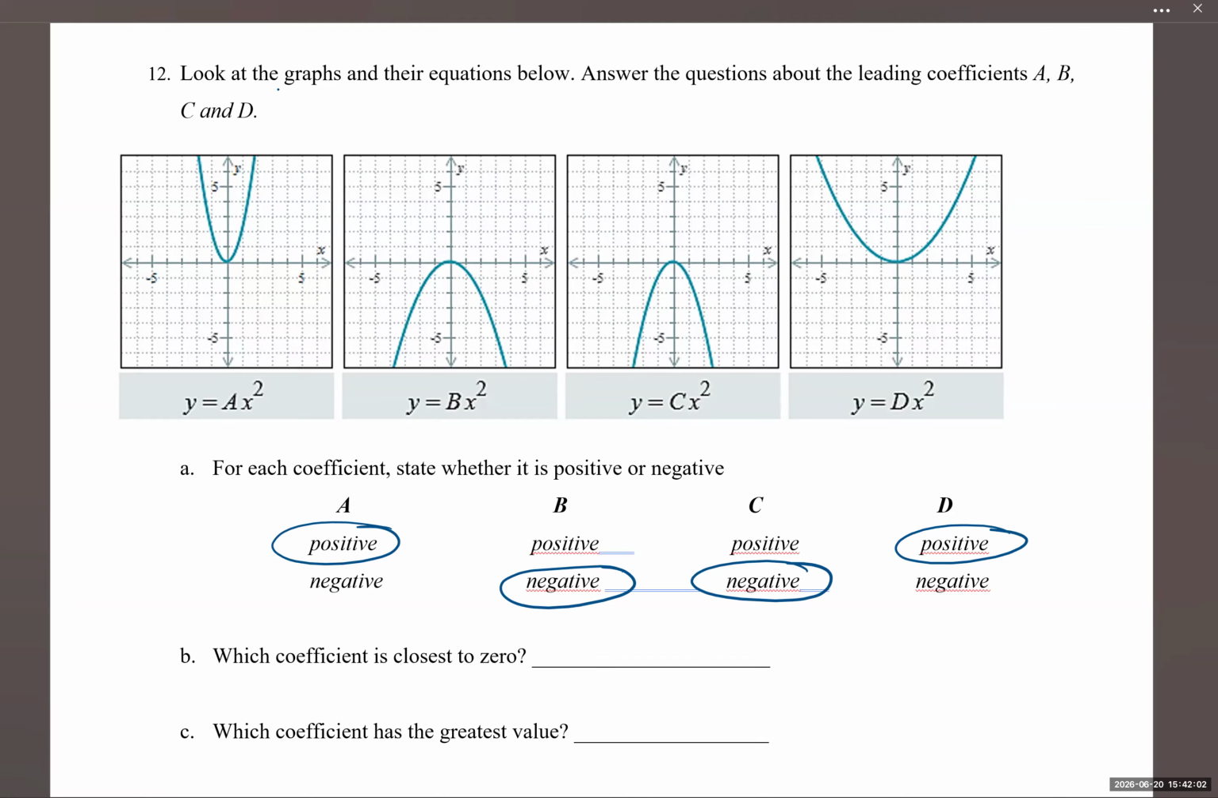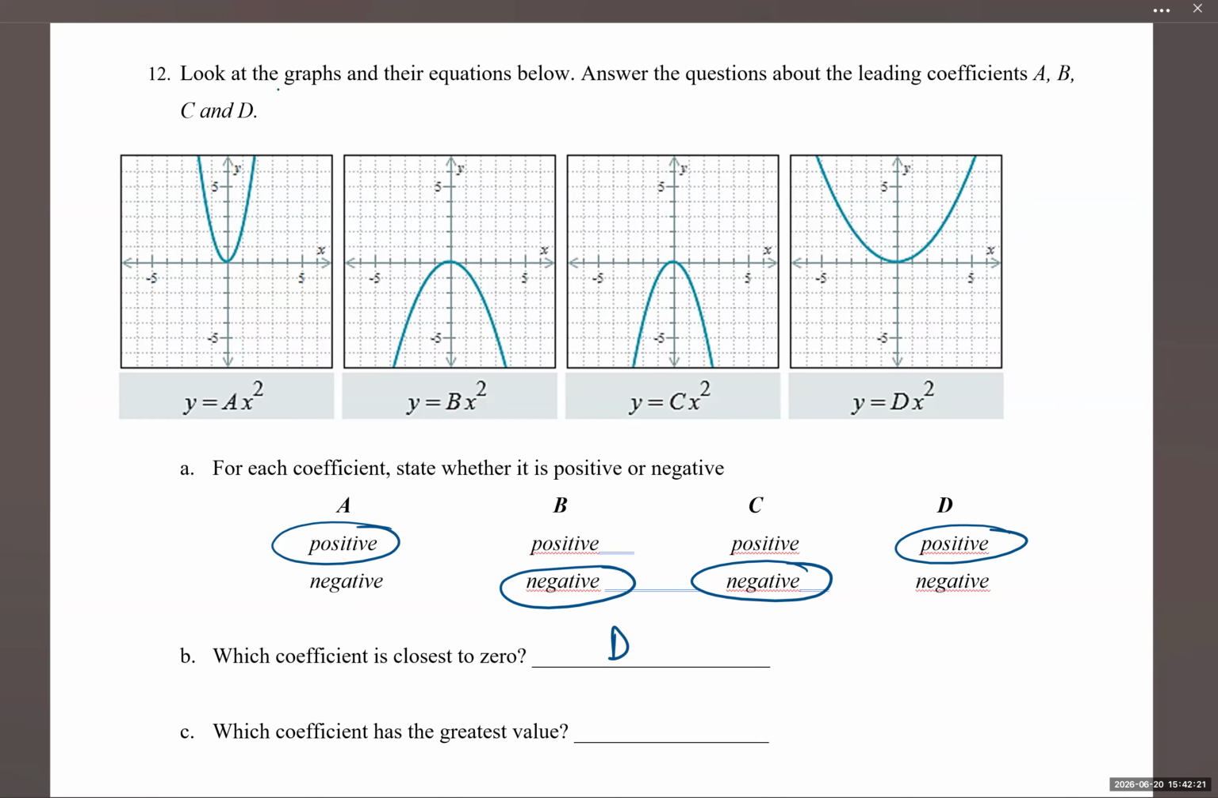Which coefficient is closest to 0? So the smaller the coefficient, the wider the graph. So closest to 0 means the smallest, which means that this is going to be the widest graph, which is D.